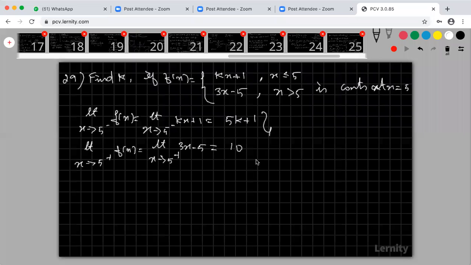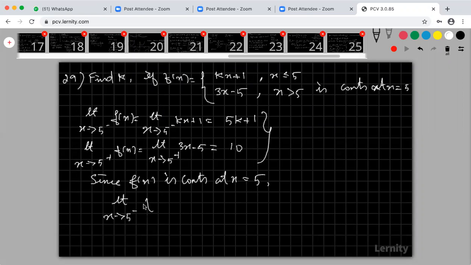And these two are equal. Why? Since my f of x is continuous, it is given, it is continuous at x is equal to 5. Since my f of x is continuous at x is equal to 5, my left hand limit and right hand limit both are equal at x is equal to 5 because it is continuous.